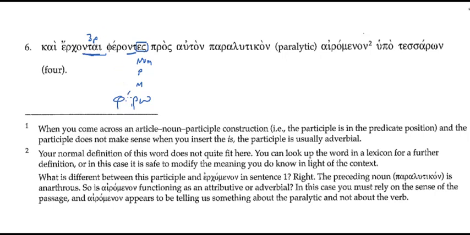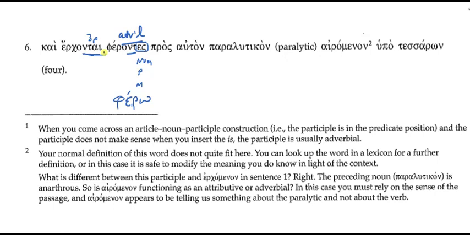So, now is this participle that we're looking at an adjectival or an adverbial function? Yeah, this appears to be adverbial. Now, if I had an article, it would have to be what? It'd have to be adjectival, right? Remember, articular participles are always adjectival. Anarthrous participles are usually adverbial, but not exclusively adverbial. So sometimes they could be adjectival. But here, it seems to be indicating the way that the coming happened. They came in this manner.